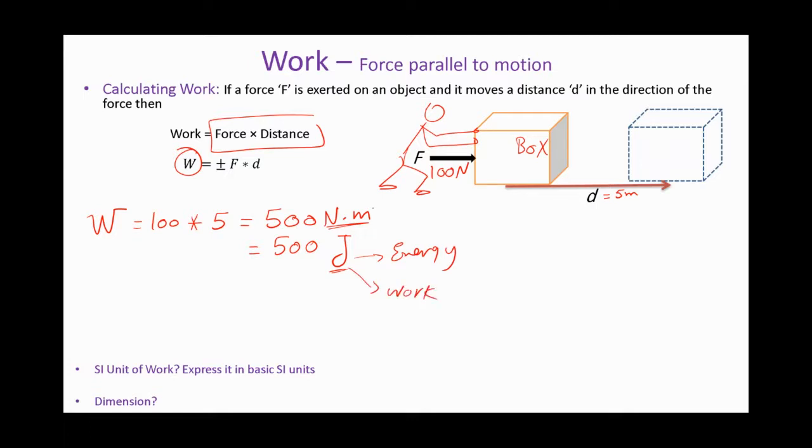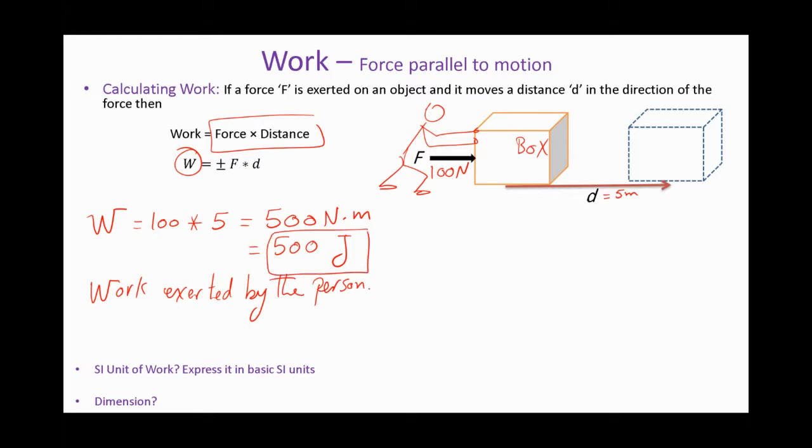Although in engineering we usually use Newton meter for the work, it is also the joule. Okay. So what is the work that we have just determined? This is the work exerted by this person, and it equals 500 joule. This person exerted 500 joule to the box.